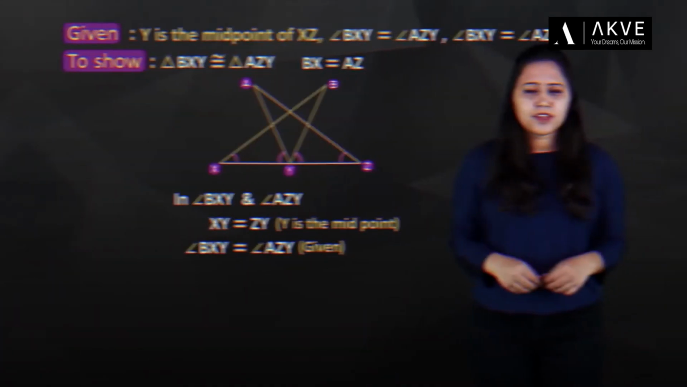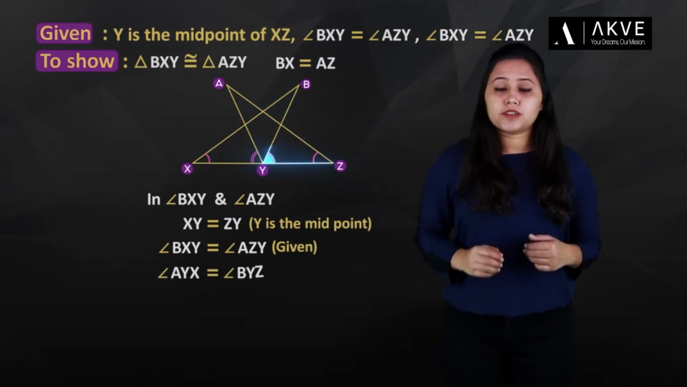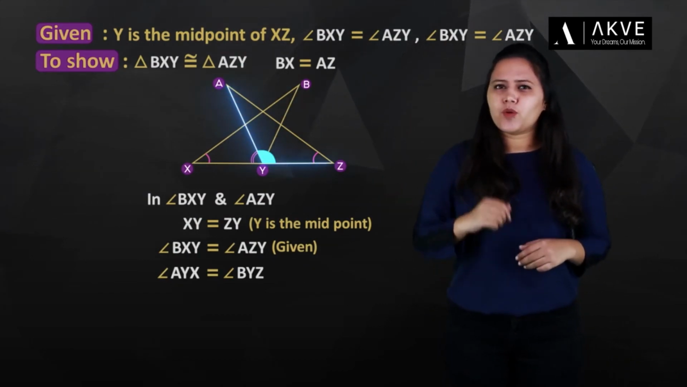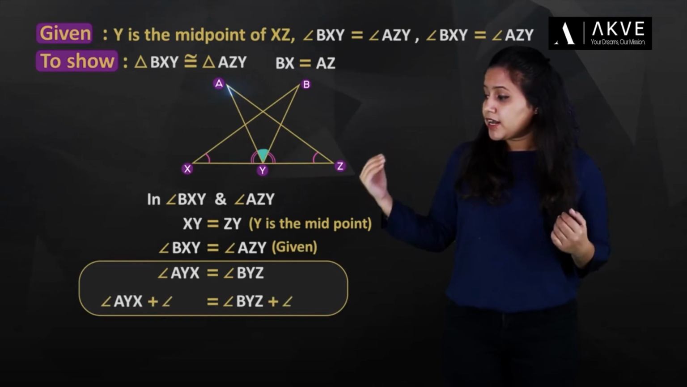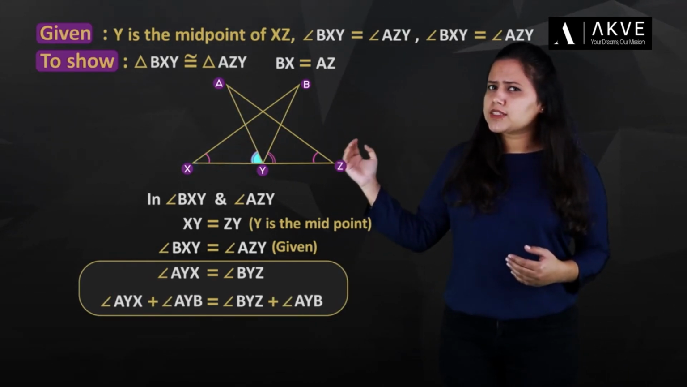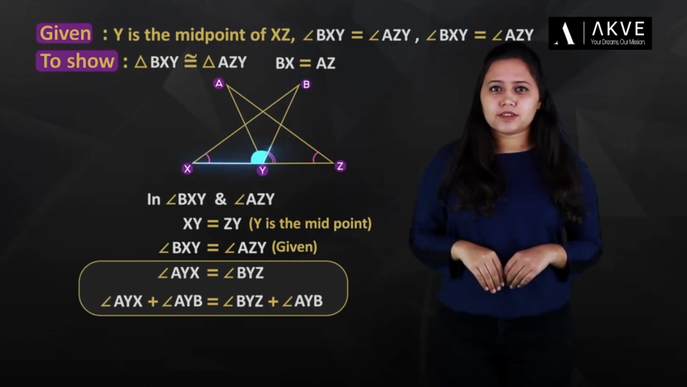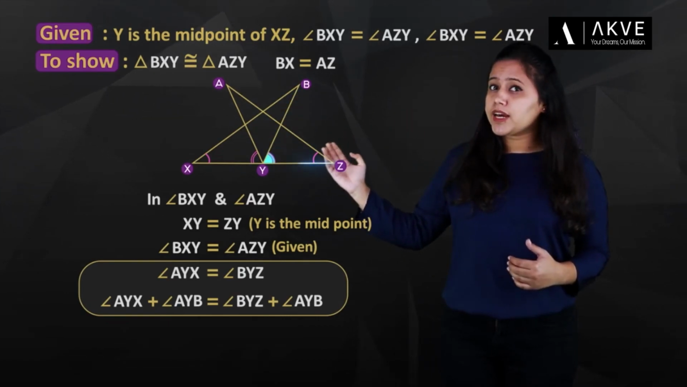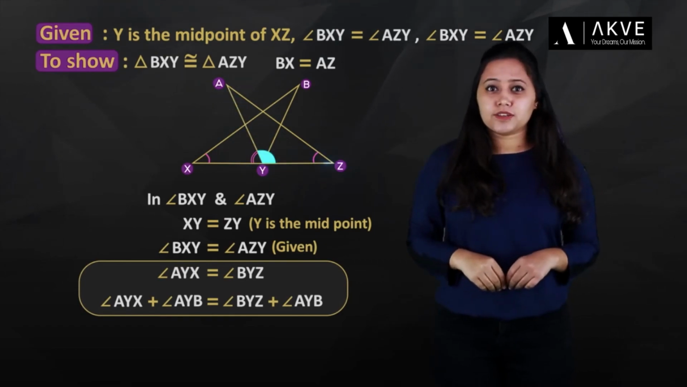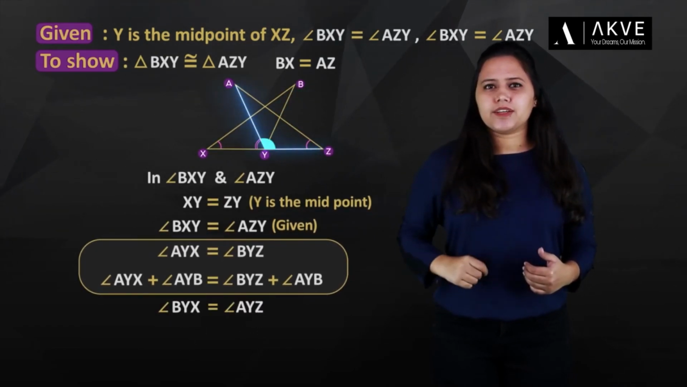Let us find out. We know that angle AYX is equal to angle BYZ. But we need angles BYX and AYZ. So, add angle AYB to both the angles. Now, angle AYX and angle AYB together form the angle BYX. And angle BYZ and angle AYB together form the angle AYZ. So, angle BYX is equal to angle AYZ.